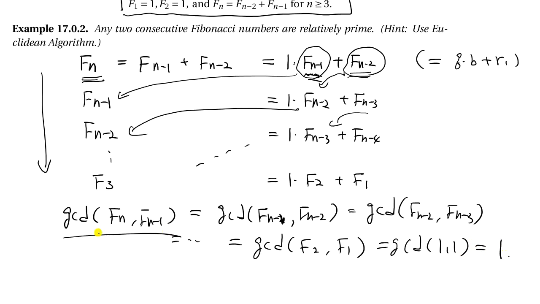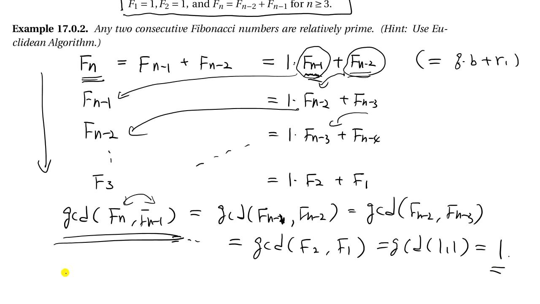So what does that mean? We start with just an arbitrary n, so any two consecutive Fibonacci numbers are relatively prime because the greatest common divisor of those two numbers is 1.